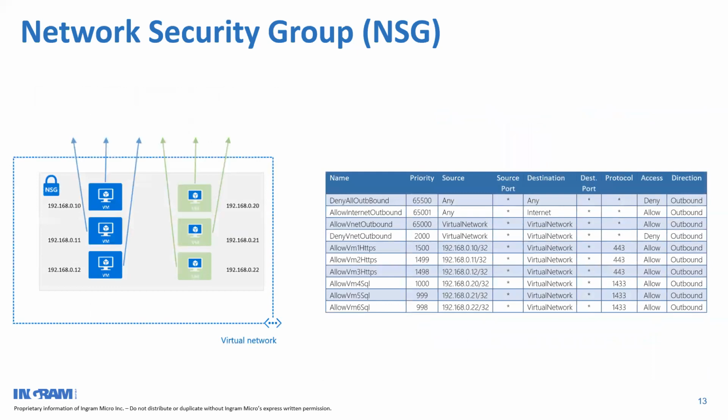So a simple example is this, right? Let's say you have 3 virtual machines and you want to allow HTTPS and SQL communication. This is how you can go ahead and create it. On the right hand side, you see a table of network security groups. It has to be associated with each machine, and you can create these detailed rules within that network security group.